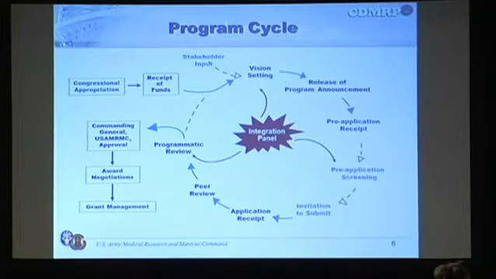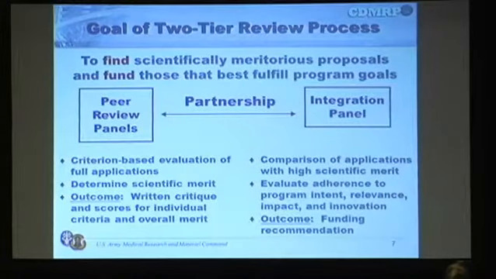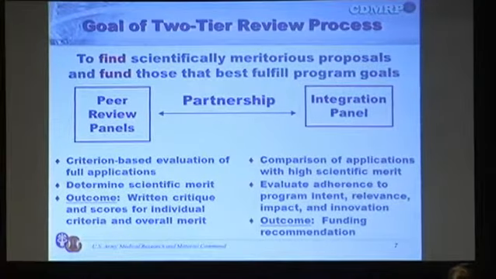And what you should really see is an arrow that goes from that grants management box back to vision setting, so that what we do and what we find as our awards progress feeds back into the vision that's set every year. So it really is a partnership, again, between our peer review panels on the left and our integration panel on the right. They perform the two tiers of review for us. Each program has their own peer reviews. They have their own program cycle that I showed you. Each of them, it makes our director crazy because he's going in 16 different directions, but that's okay. And we get different things out of each level of review. The two levels do not communicate, so that there is no crosstalk between them.